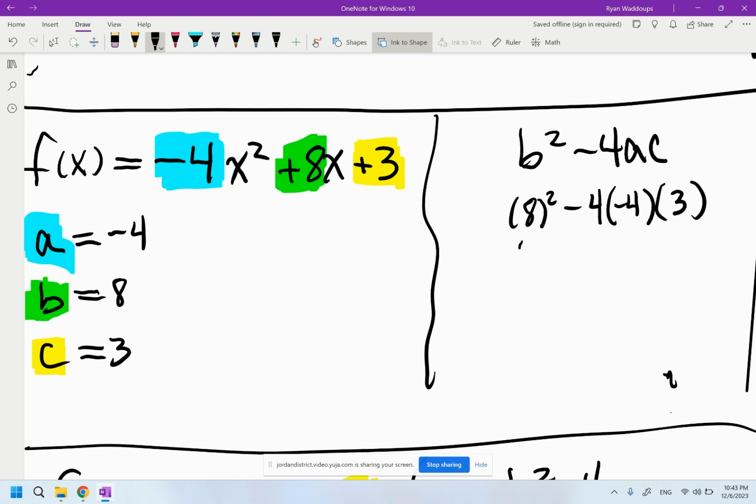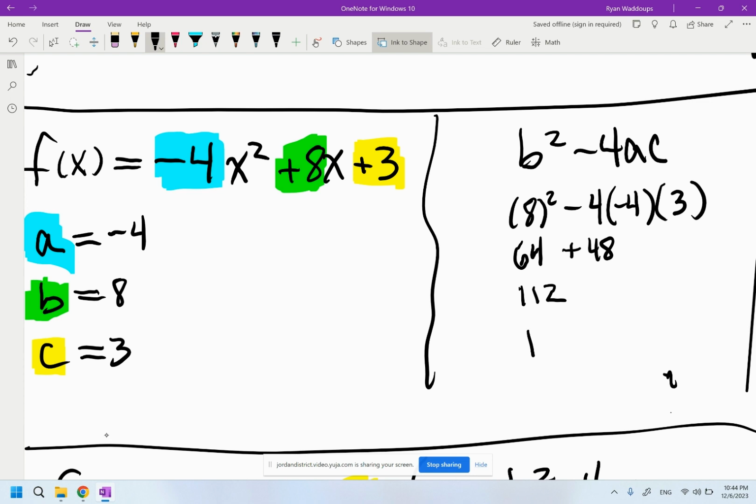And C is 3. It is a good idea when you're making substitutions to put those values inside parentheses. 8 squared is 64. And then a negative times a negative is positive. So that's 4 times 4 is 16. And 16 times 3 would be 48. So that's plus 48. And if I add 64 plus 48, I think that's 112. Yeah, 112.